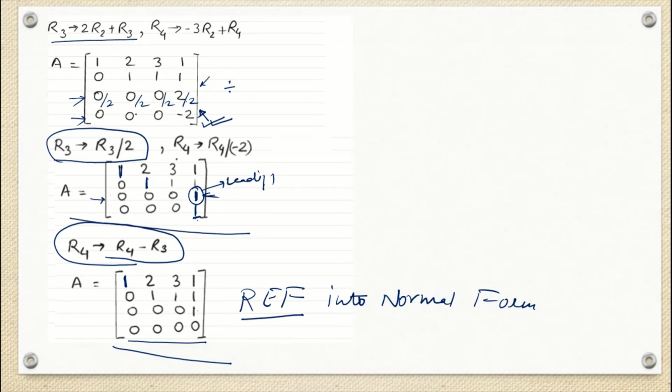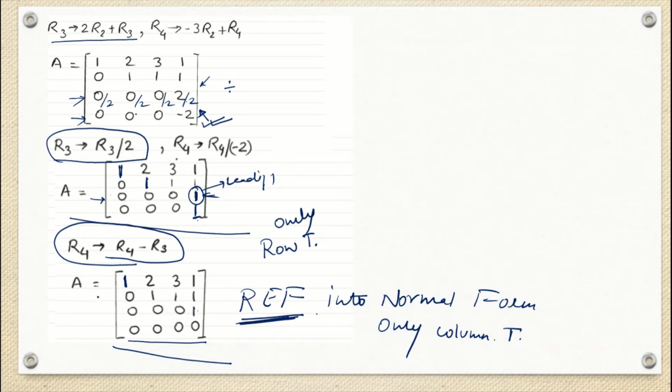So what we have said is that till REF form, I have done only row transformations. But from REF to normal form, I am going to do only column transformations. This is very important. After that, you don't have to do row transformations. And we have not done any question on column transformation.